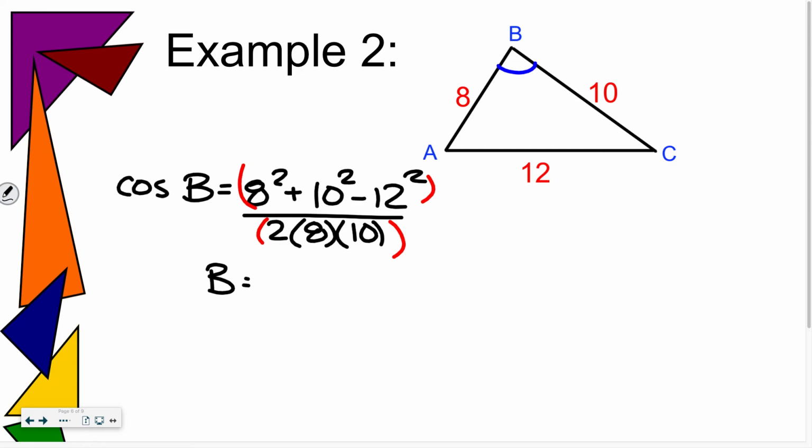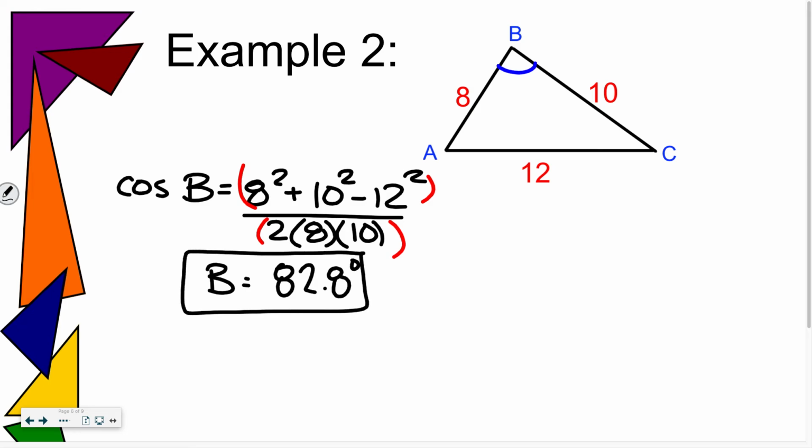So let me know what you get for that value. 82.8 is the correct answer. Okay, then I can use another law of cosines. I could switch to law of sines, and then I could subtract from 180. So I'm just going to write keep working, right? I haven't solved it, but I'm not going to.